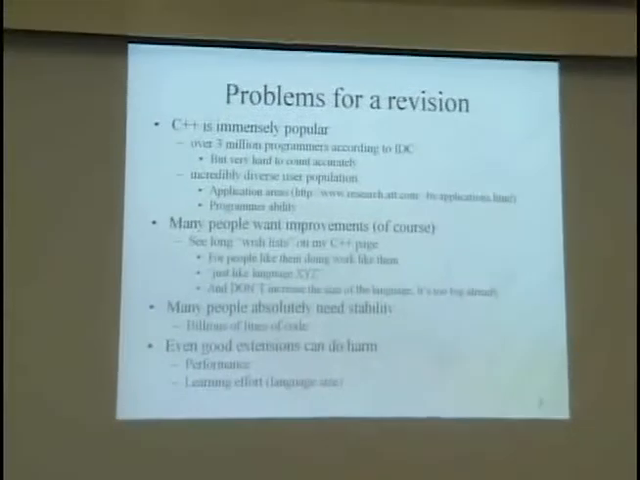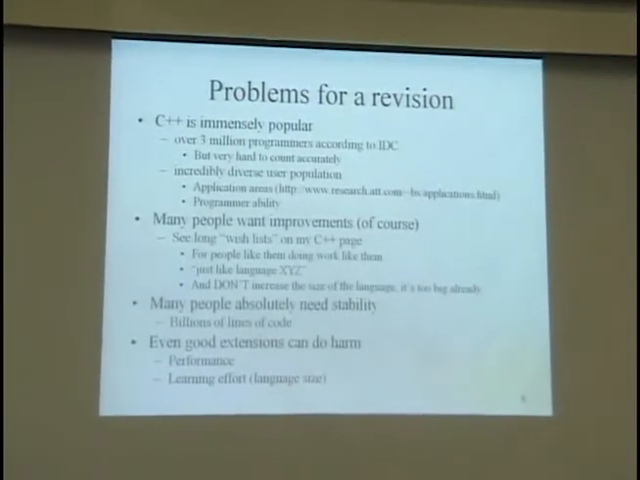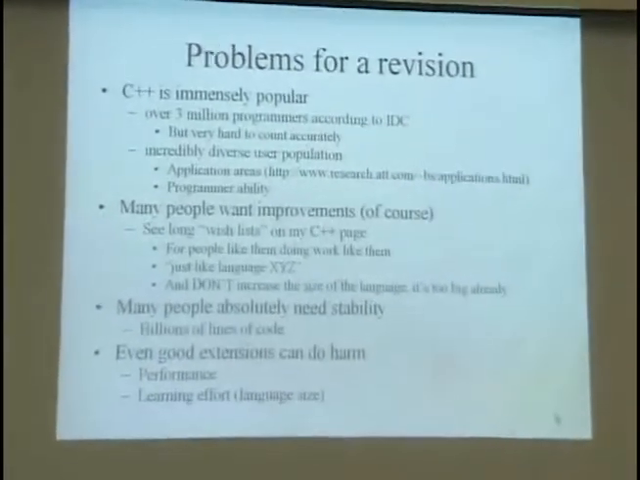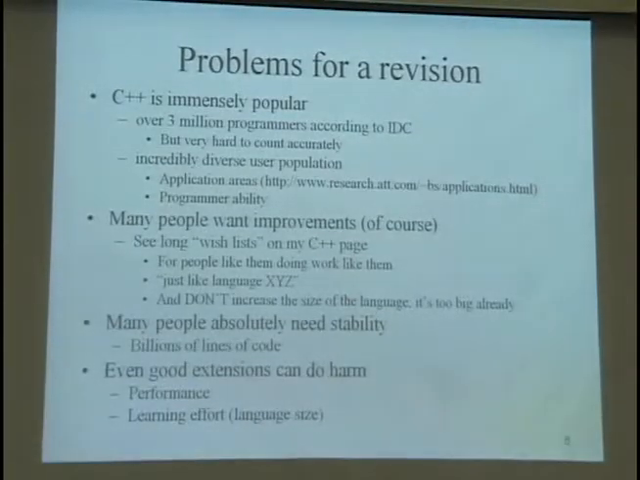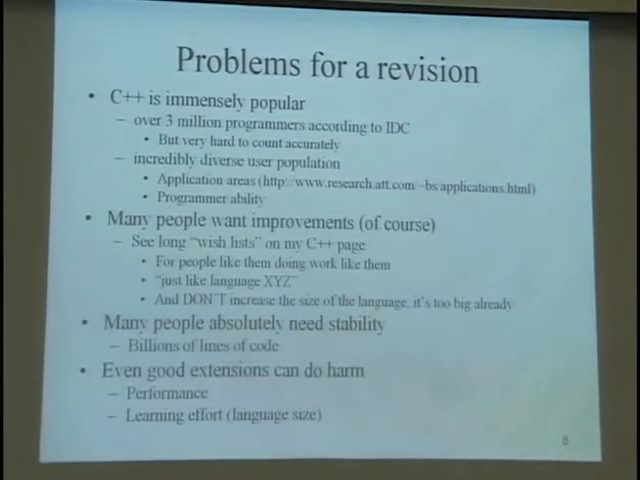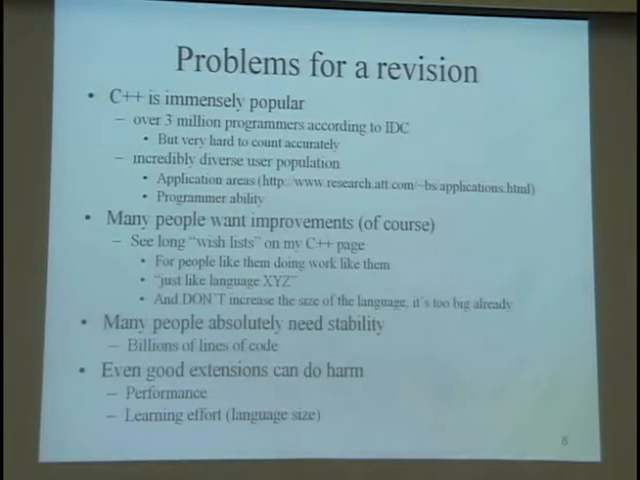There's at least 3 million programmers writing C++. That's a lot of people, and we can start arguing. I'm pretty sure we don't know the real number to the nearest million. It's like if you can count it, you aren't rich enough. But it's an incredibly diverse population too, in application areas and programmer abilities. How do you do something that helps groups of people you don't even know?